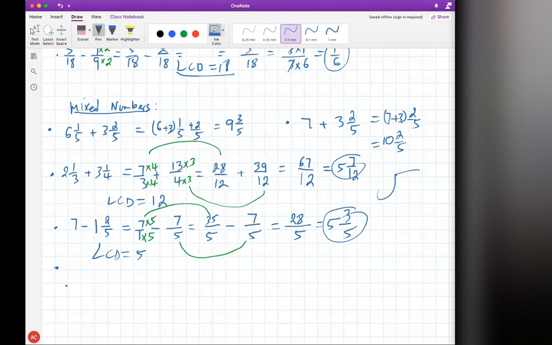And now let's see how to subtract two mixed numbers. Maybe 11 minus, actually 11, maybe 2/3.